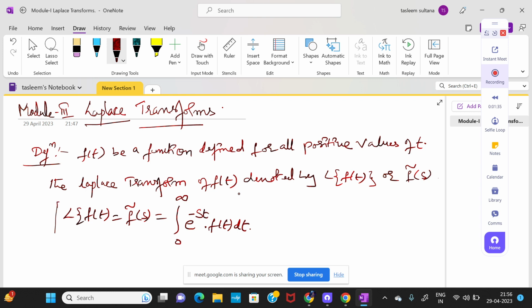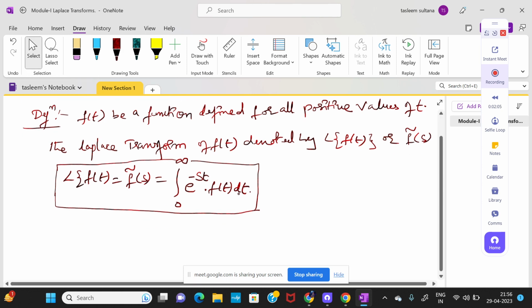Based on this formula, we are going to have the problems also. By using the definition, your L of f of t is equal to f bar of s, which is the integral from 0 to infinity of e to the power of minus st into f of t into dt. Now, you have to remember some values of your Laplace transform. That is very important. If you remember those values, then you can solve the problems easily. And it's very interesting, Laplace transform, and it's easy also.